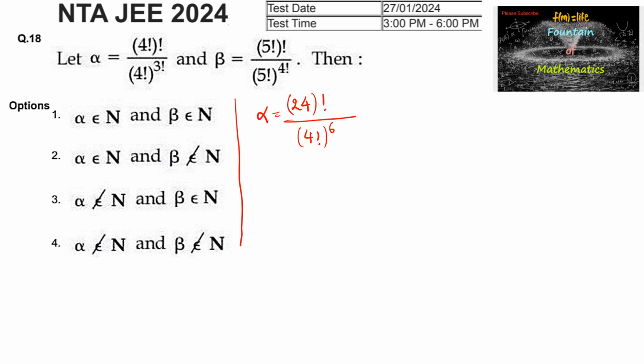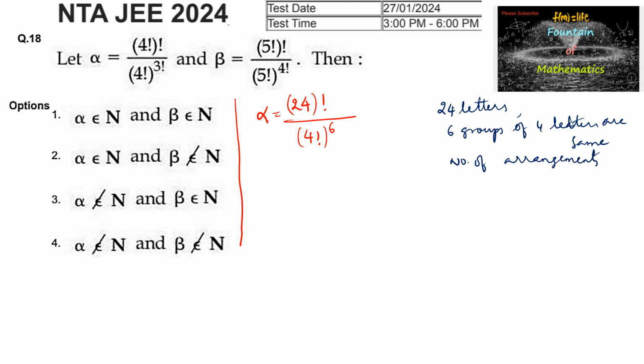And we can say that if suppose there are 24 letters in which 6 groups of 4 letters each, 4 letters are the same, the number of arrangements can be given by 24 factorial by (4 factorial into 4 factorial), that is (4 factorial) whole power 6, which means that this alpha is the number of arrangements, which is a natural number, of 24 letters divided into 6 groups of 4, that is 6 fours are 24. So we can say alpha is a natural number.